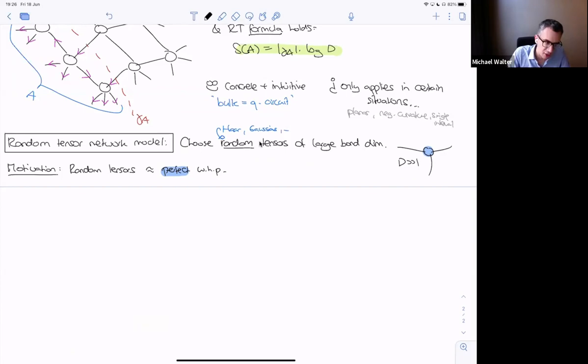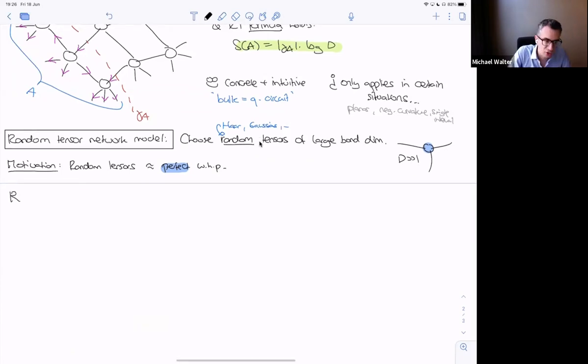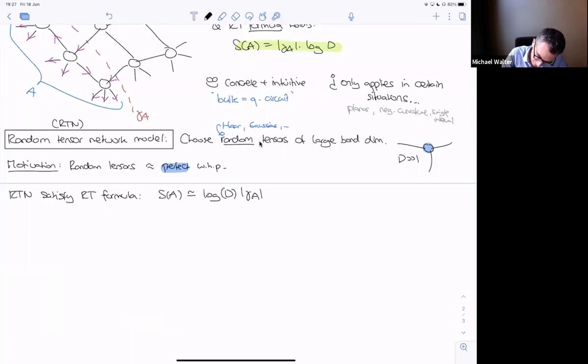Okay. And so one can show that in these random tensor network models, the RT formula holds approximately, or in leading order. Sorry, I should have introduced this abbreviation: RTN is for me random tensor networks. So random tensor network states satisfy the RT formula approximately, namely, well, I guess we already know what this means. The entropy is, let's say in leading order, maybe up to constant or very small corrections, proportional to the size of the minimal cut. Same formula as here.